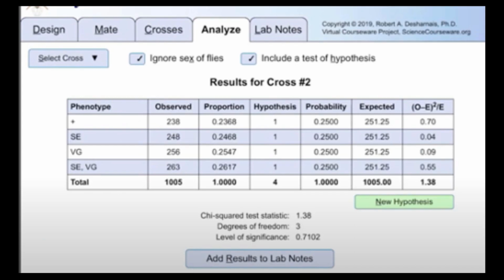For the chi-square test of this data, be sure you have clicked the box Ignore sex of flies because we already know that this is an autosomal trait, and click the box Include a test of the hypothesis in order to enter your expected ratios of offspring.